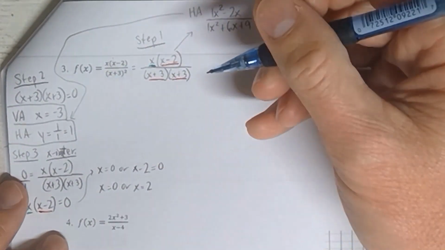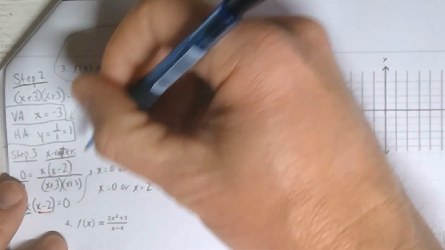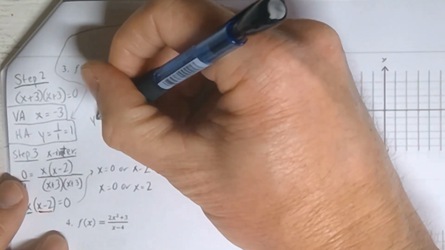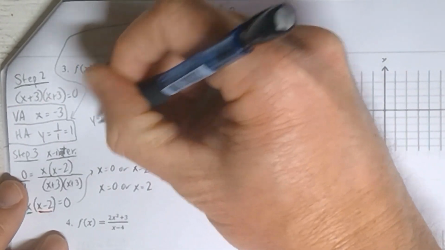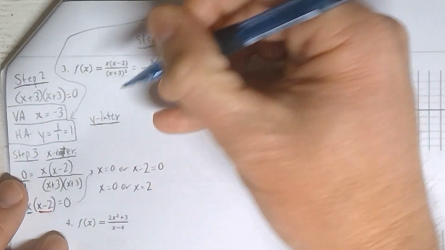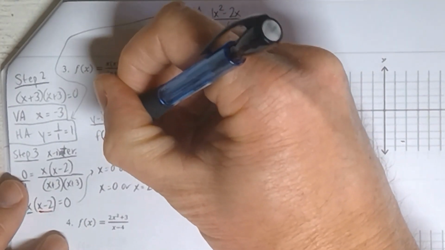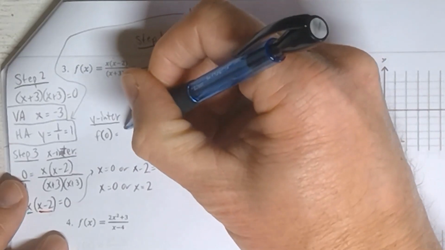So let's see, trying to make sure we got enough room. Oh, here we go. Let's go like this. This will be fine. Y-intercept right here. Okay. Set x equal to 0. You plug that in.